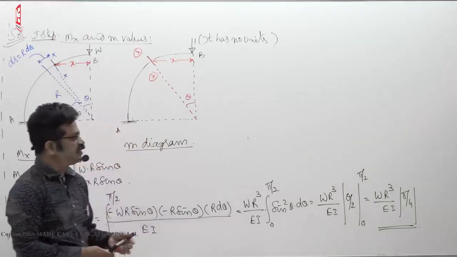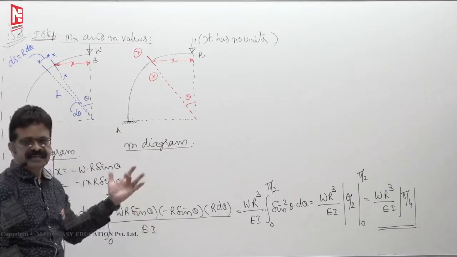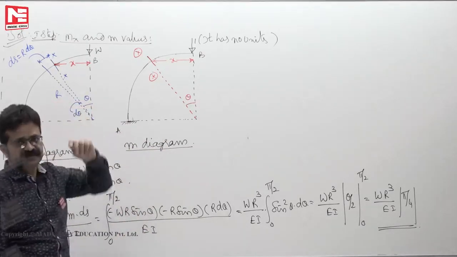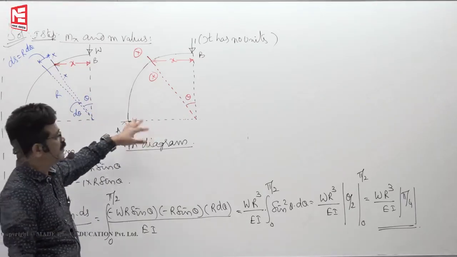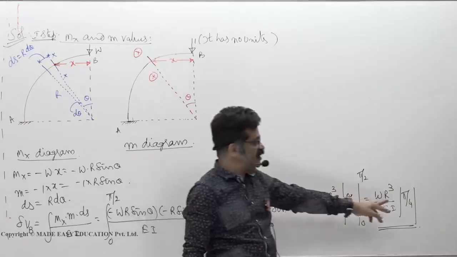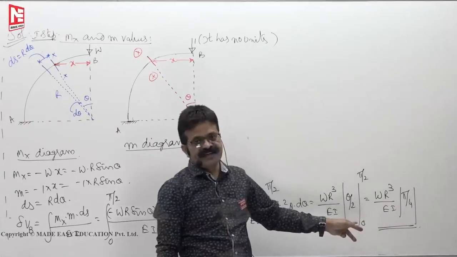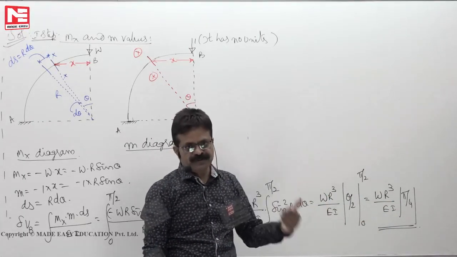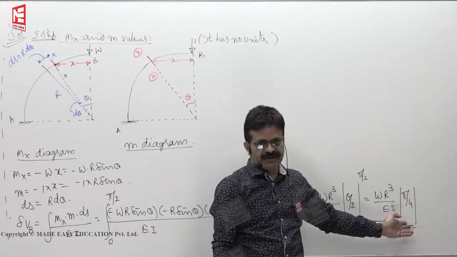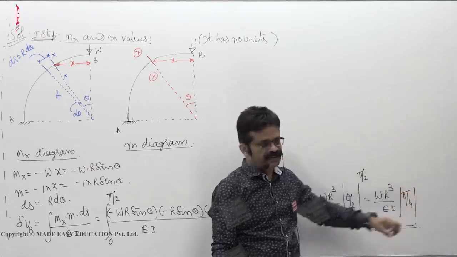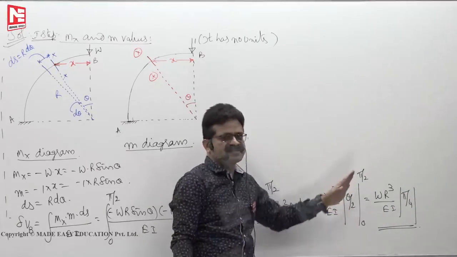This question they have asked in engineering services, civil services, GATE, repeatedly, many times. One time they asked vertical displacement, another time horizontal displacement. Same question. Sometimes they ask alpha into W R cube by EI, where alpha is pi by 4, pi by 3, pi by 2, like that. So alpha becomes pi by 4, meaning this quantity is pi by 4. W R cube by EI is the constant they give.